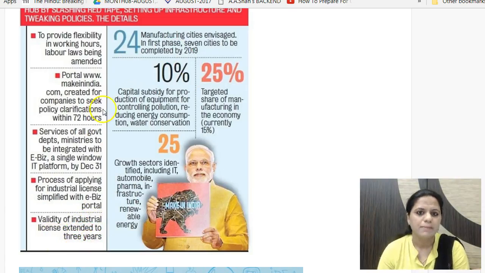So to boost manufacturing, Make in India. Even manufacturing should contribute at least 25% to the GDP of the country. Presently it is 15%, and that was the target as such. It also has the target that 24 manufacturing cities should be established in the first phase, with 7 cities being completed by 2019. So these cities are being promoted as manufacturing cities, in the areas in which they have prominence. 25 growth sectors have also been identified, like IT, automobile, pharma, infrastructure, renewable energy, where Make in India can be promoted, and capital subsidies are also provided.